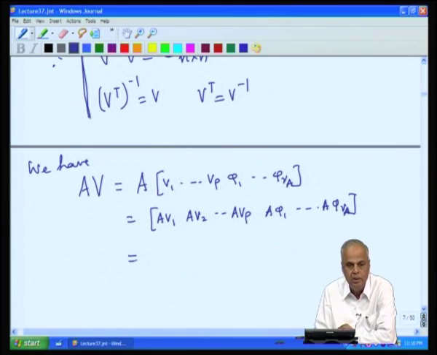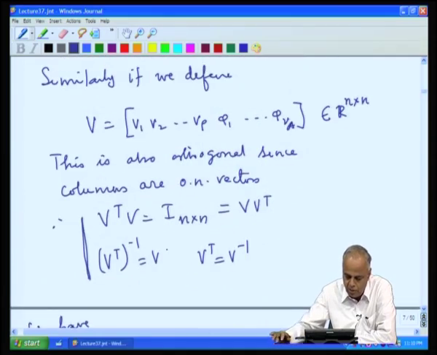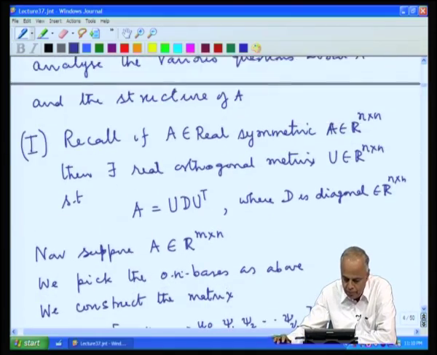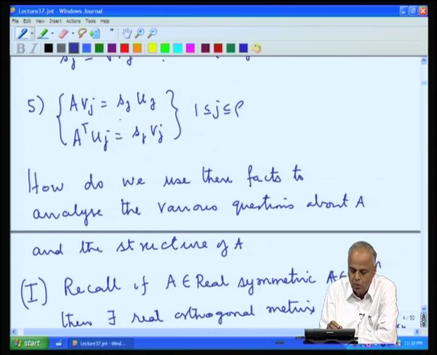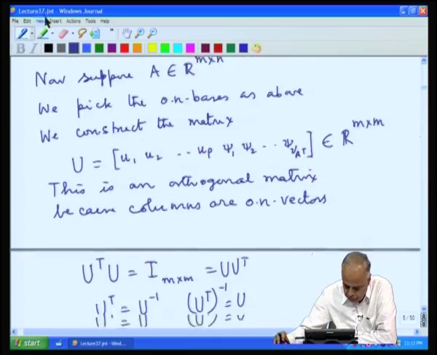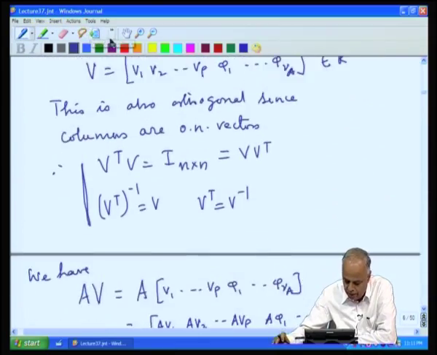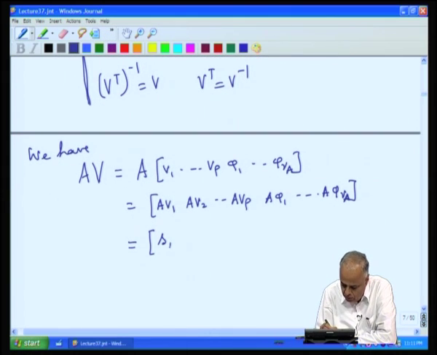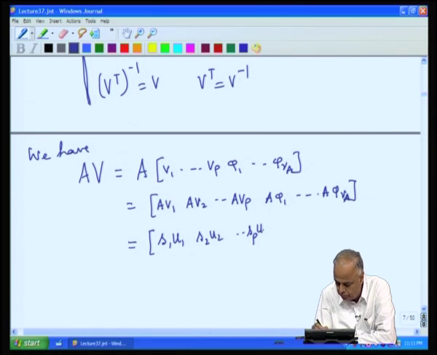This is the same as A v1. We knew from our choice of basis that A v1 is S1 U1, A v2 is S2 U2. If you look here, we have A v j is S j U j. So, A v1 will be S1 U1, A v2 will be S2 U2 and so on. We use that fact, and therefore, we can write this as S1 U1, then S2 U2, S rho U rho.